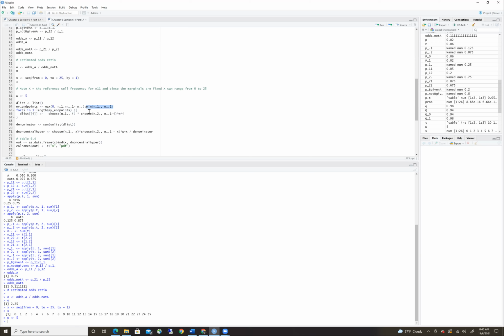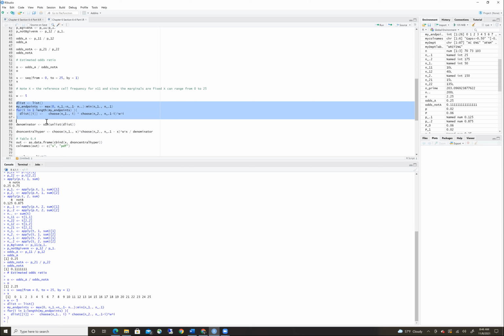Okay, so for these endpoints, we're going to get D list, and I use a double bracket here because it's a list. And I'm going to just put what's after that summation sign, right? So it's n1 dot choose I, times n2 dot choose n dot 1 minus I, times omega to the I. All right, so by using this, I get the summation for the denominator.